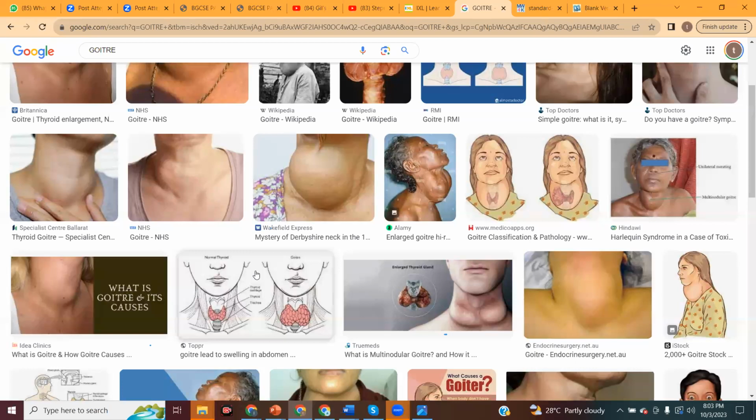Now, iodine, where can we find iodine? Salt and fortified salts. Seafood. Very good. Seafood. All right.